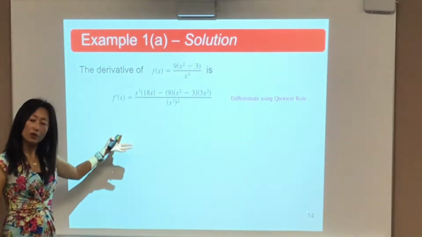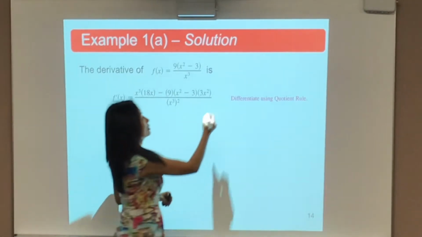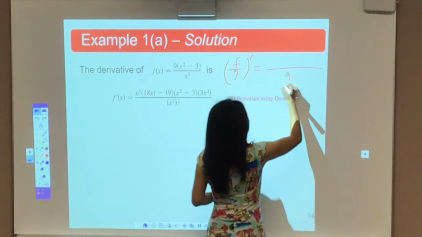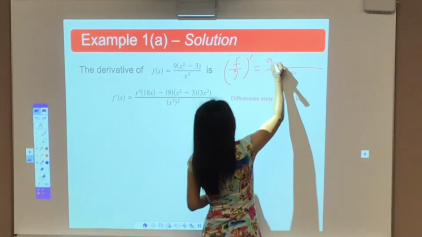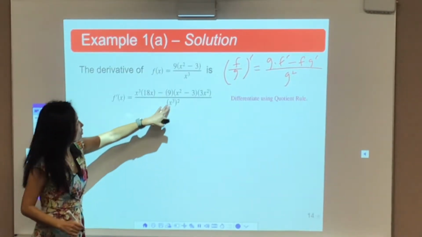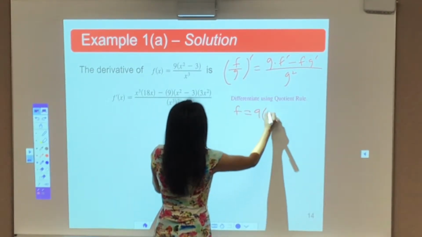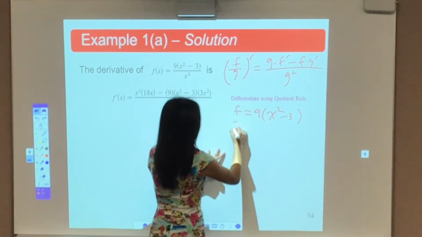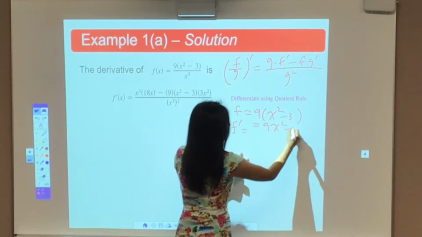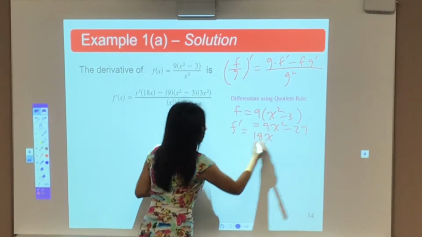This is kind of review for you because you learned this in lesson 2.4, doing a quotient rule. How do you take a derivative of this? What does the formula say? g squared in the denominator, right? g times f prime minus f times g prime. So that's what they're doing. I'm going to just write down what f is. f is 9 times x squared minus 3. What's f prime? f is 9x squared minus 27, so what's f prime? 18x.